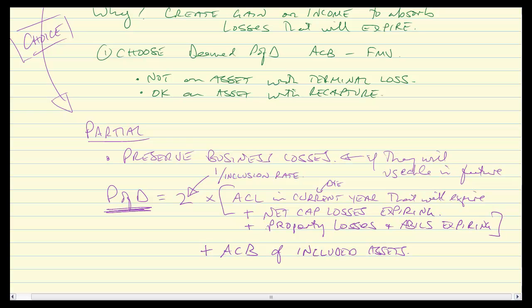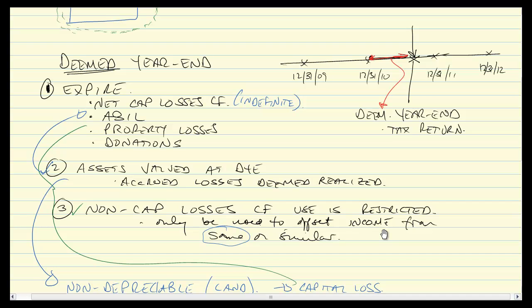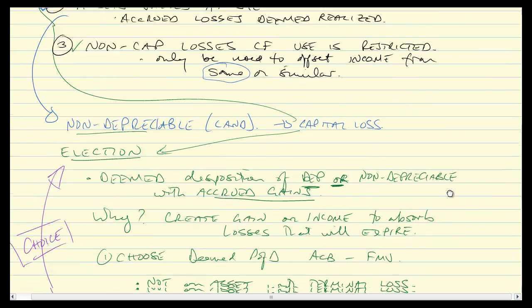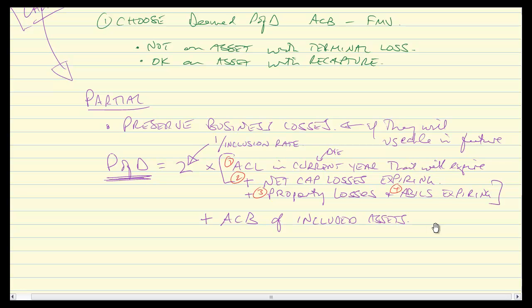And when you look at this thing, it has 3 pieces, right? It has the allowable capital losses, really it has 4 pieces because of the property losses and then the ABILs. Well, those correspond to what you are losing up here, right? You're losing net capital losses, ABILs, property losses, nothing to help you with your donations. But that is essentially what's happening. We are saying you can have proceeds up to that point.